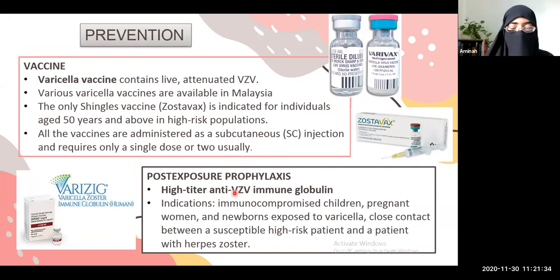Okay, so for post-exposure prophylaxis, specifically in immunocompromised children, pregnant women, and newborns, or in a susceptible high-risk patient who has had a close contact with a patient with herpes zoster, then high-titer anti-varicella zoster virus immune globulin is used. The available product is Varizig. I think the same thing is used in Malaysia too. Right. So if other groups of the population apart from these people, like immunocompetent children, are exposed to varicella, then you can use the vaccine straight away for post-exposure prophylaxis.